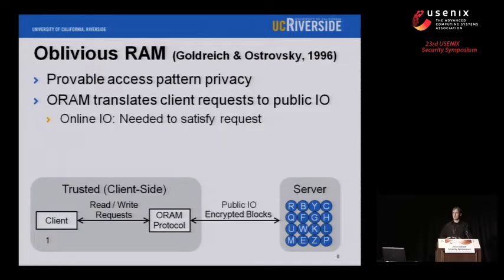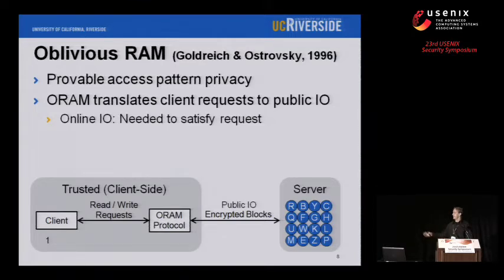So oblivious RAM allows us to protect the privacy of the access patterns as well. It's a suite of techniques that were first proposed by Goldreich and Ostrovsky in 1996. It gives us provable access pattern privacy, meaning that no information leaks about the particular sequence of plain text blocks that are accessed by the client.